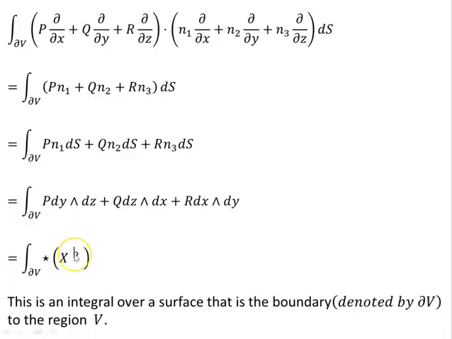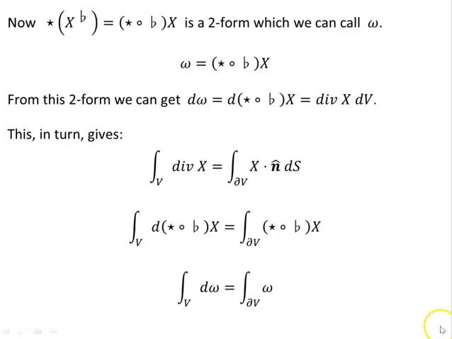And remember the vector flatted, x flat here, gives us a 1 form, and the Hodge dual of that in R3 Euclidean space gives us the 2 form, and hence the 2 form here. So this would have been p dx here, and the Hodge dual of that was dy wedged dz. Okay, and you can see all that in past videos. So this is an integral over a surface that is the boundary, denoted partial V, to the region V. All right. We're looking at Stokes theorem in the classical three-dimensional Euclidean case.